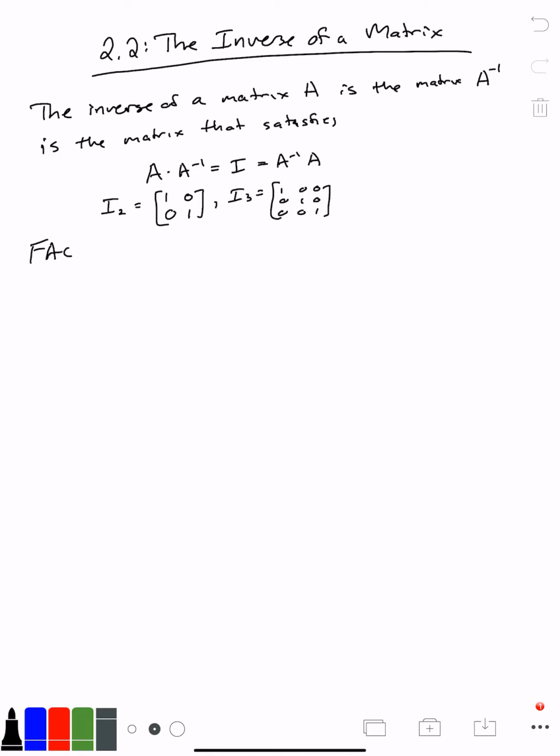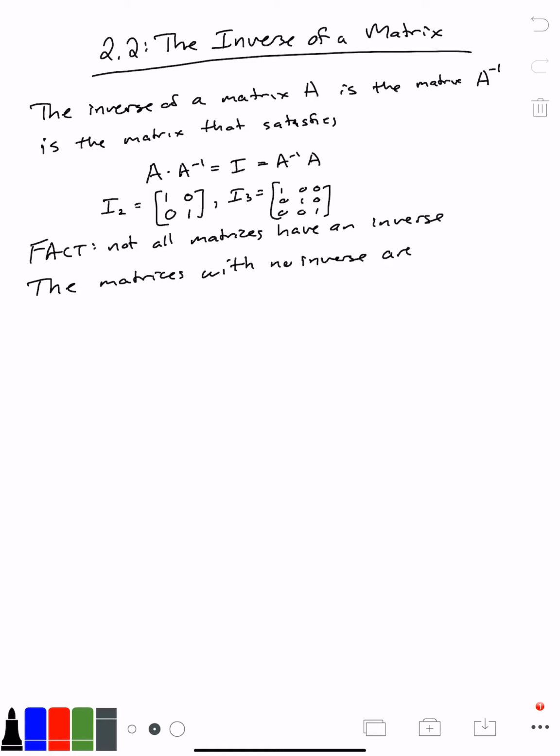First thing I want to point out is that not all matrices have an inverse. So some do and some do not. The matrices with no inverse are called singular. Those are going to be ones we don't really want to deal with if we can avoid it, but we can't always avoid it. Okay, so let's talk about how we find the inverse first.